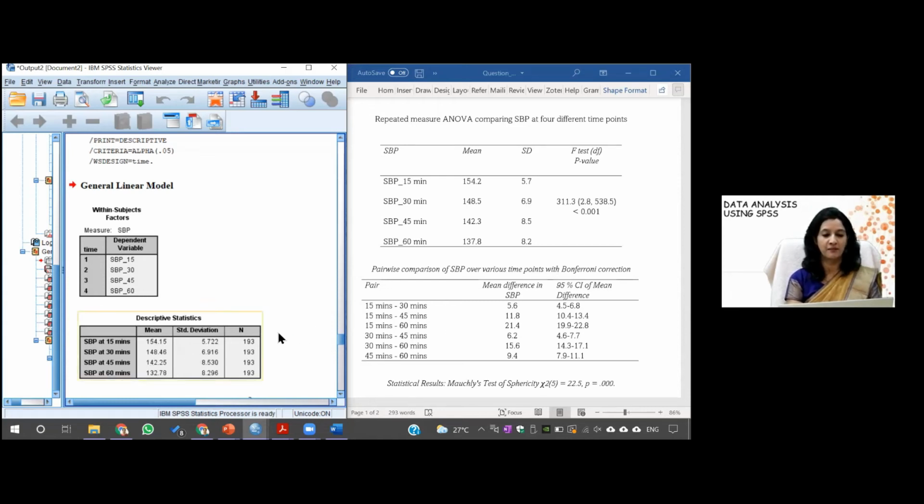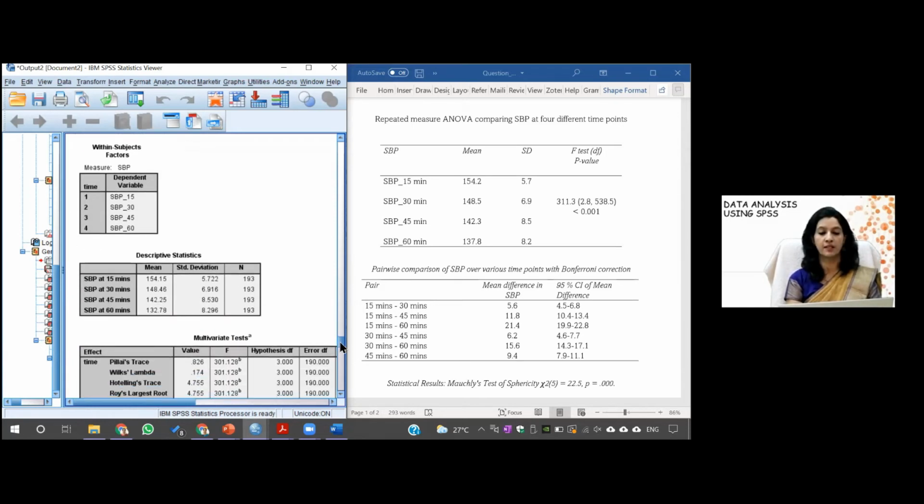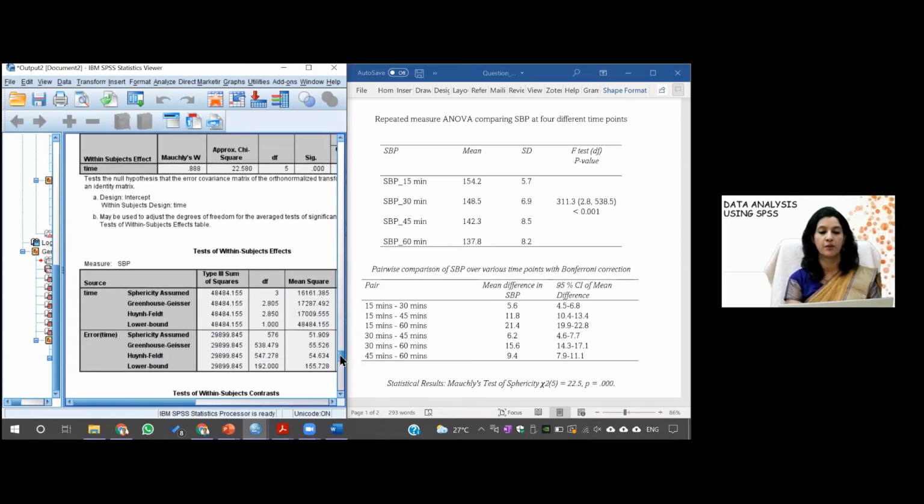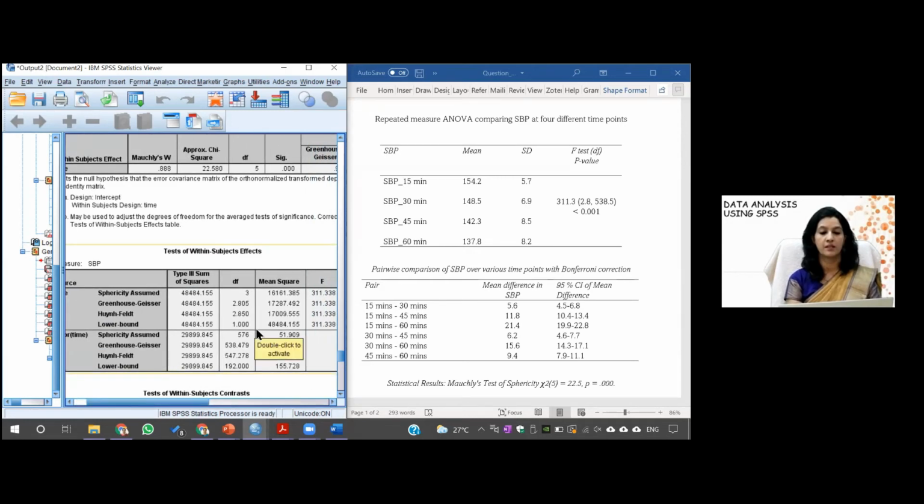You can enter the mean values like 154, 148. I have entered these values with the standard deviation, and I have taken the p value and the degrees of freedom. Because Mauchly's test of sphericity was not met, I have taken this F of 311, and the degrees of freedom like 2.8 and 538.5. These two degrees of freedom are those of Greenhouse-Geisser. I have not taken the degrees of freedom of the sphericity assumed row and its p value.